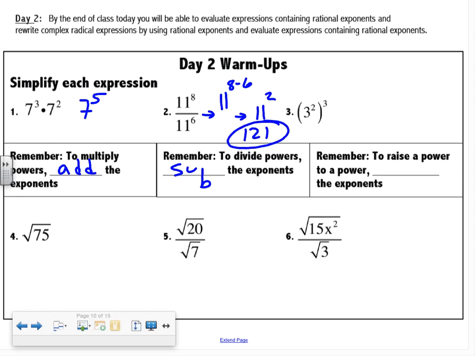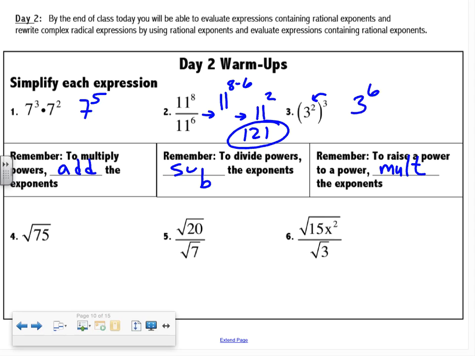Now over here it's a little bit different. This is not the same rule we did in number 1 or number 2. This is the power to a power rule, which means instead of adding exponents or subtracting, in this case, you're going to multiply the power being raised to a power. So that would be 3 times 2, which is rewritten as 3 to the 6th power.